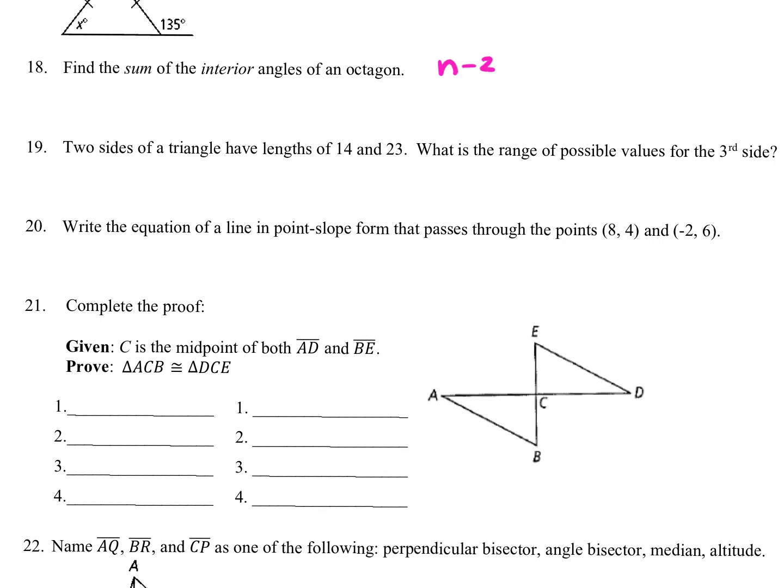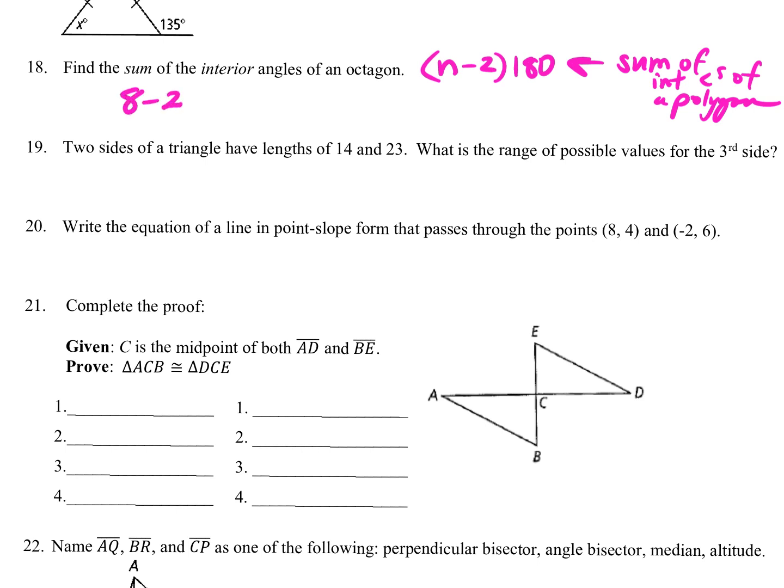This would be a really good formula to write on your cheat sheet, right? This is the sum of the interior angles of a polygon: n minus 2 times 180. So if we're talking about an octagon, that's going to be 8 minus 2 times 180. If you plug that in, that's 6 times 180, or 1,080 degrees.